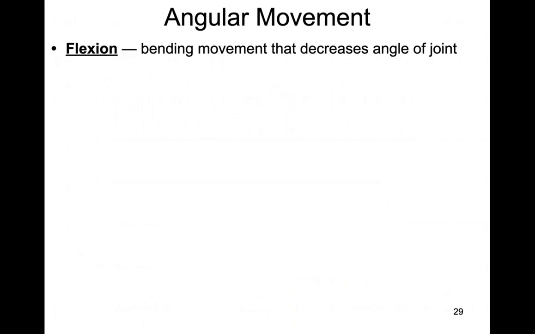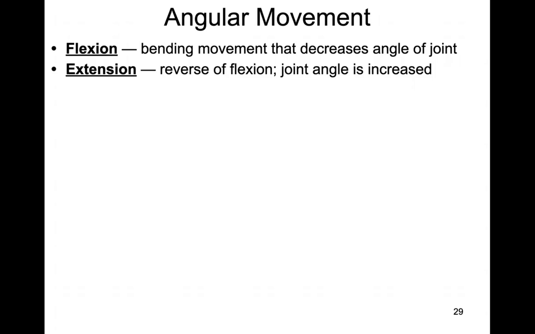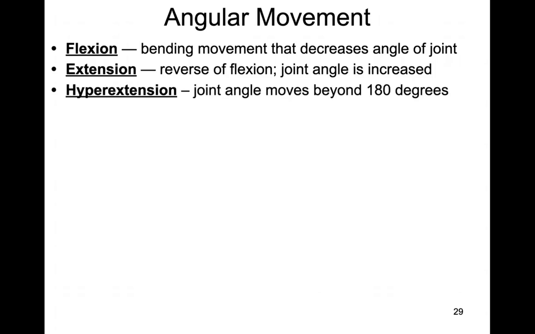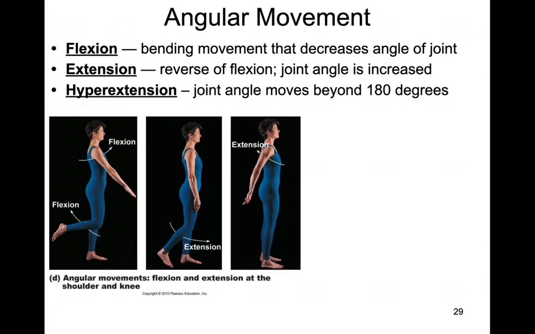With angular motion, here you're going to have a bending movement that's going to change the angle of the joint. So flexion is going to decrease the angle, where extension is going to be the opposite. The angle is increased. Hyperextension is when it moves beyond 180 degrees. So this allows you to see some angular movements in there.